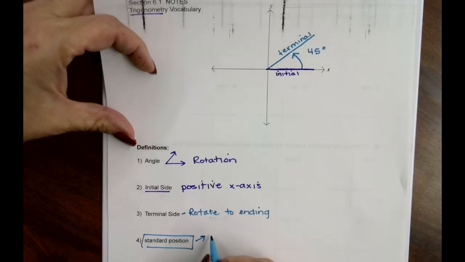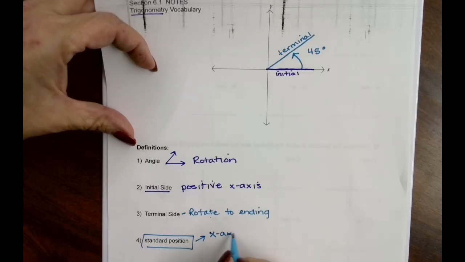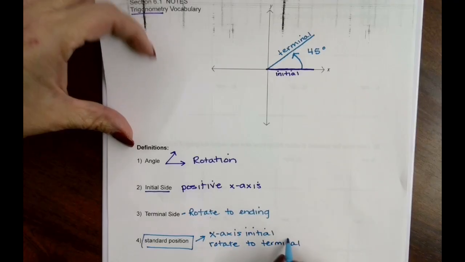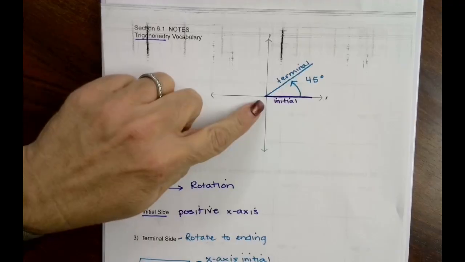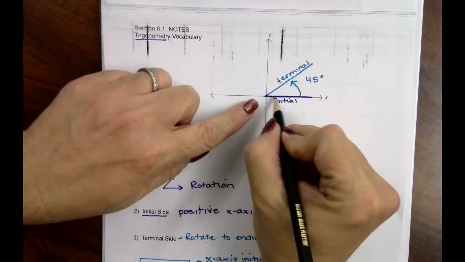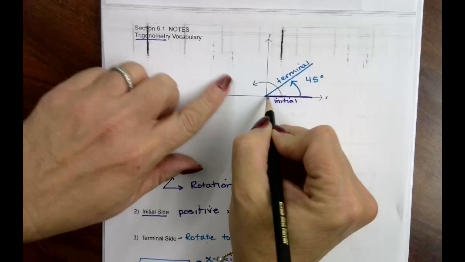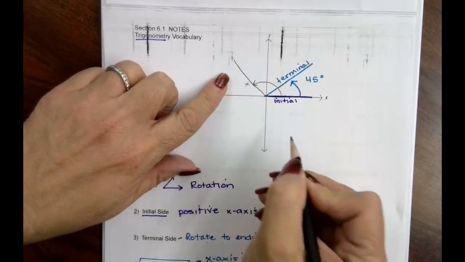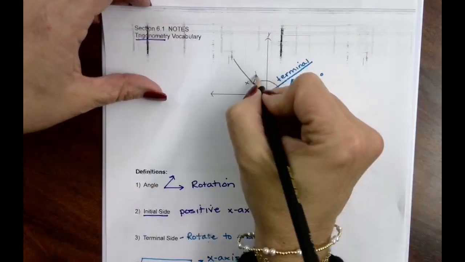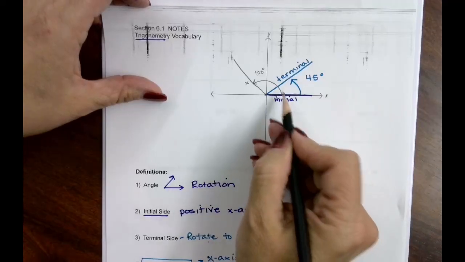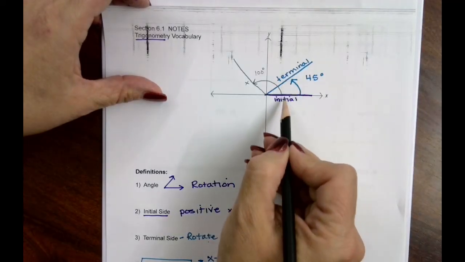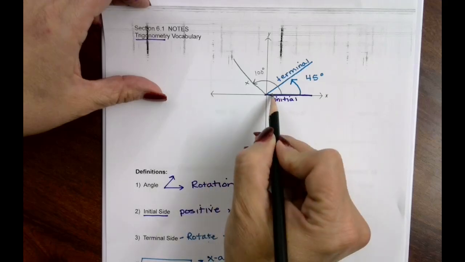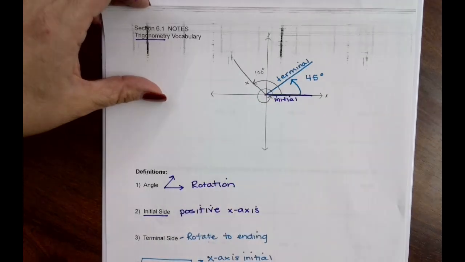So standard position means we have the x-axis as my initial, and I'm going to rotate to the terminal side. So if I look at this angle here, I've rotated to 45 degrees, but I could start on my initial and I could rotate all the way over here and make this my terminal side, and this angle would be, I don't know, let's just say this is 100 degrees. So as we rotate through, I can rotate to 45, I can rotate to 100, I can keep rotating. In fact, I could rotate all the way around to 360 degrees.